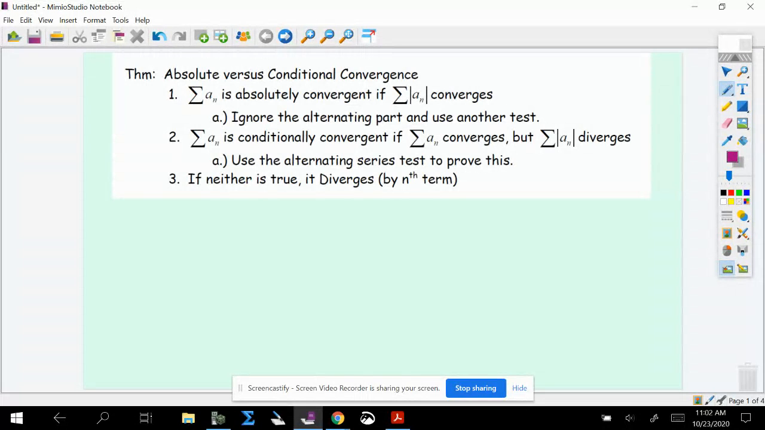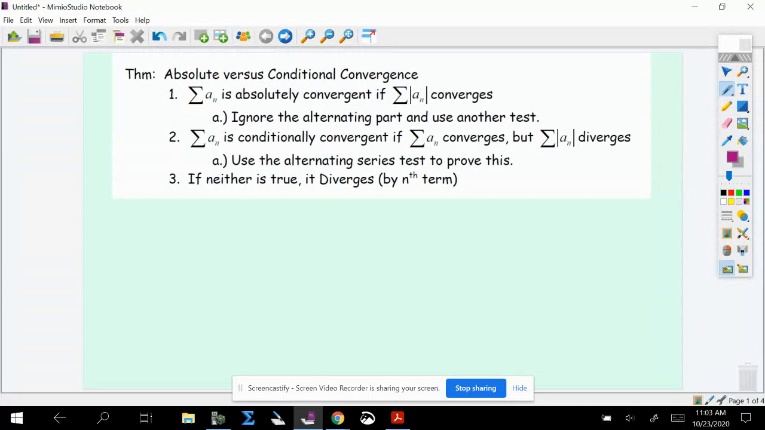So don't use the alternating series test because we're going to ignore that, but see if it's a p-series or see if it's a geometric series or see if you can do a comparison. So use one of the other tests that we've gone through and learned. If that doesn't work, so if you take the absolute value and you are left with something that doesn't converge, maybe you find that it diverges with a different test, then you're going to go to option 2.